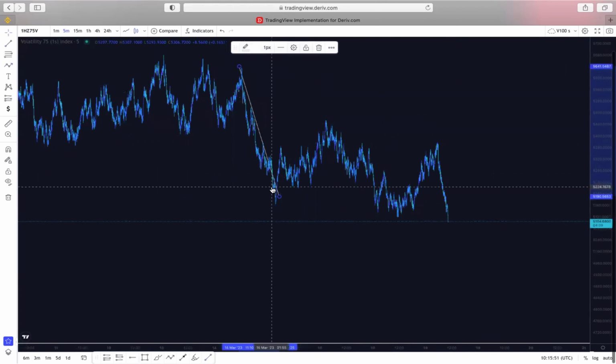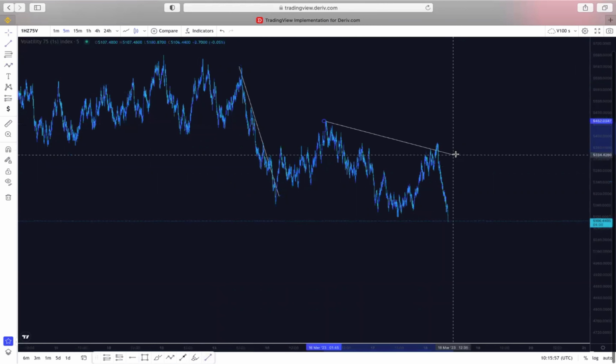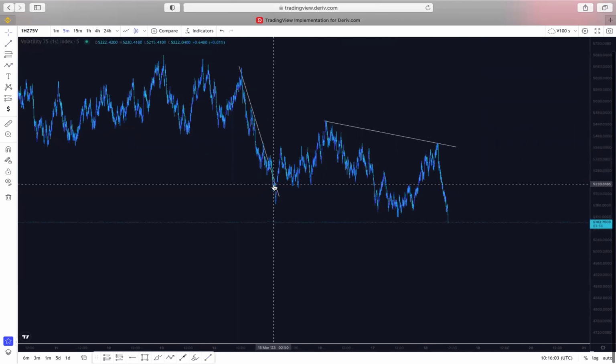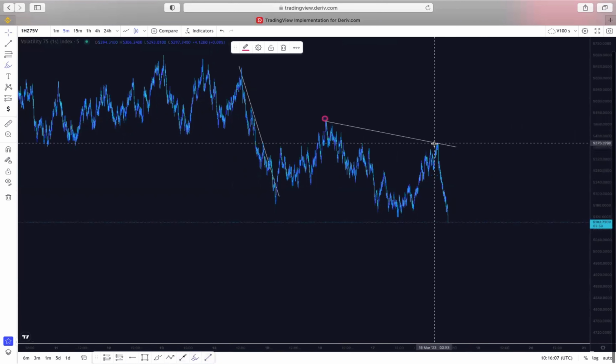Because this is the last impulse that created this swing point 1 and also another swing point 2. So we can connect these two highs for the trend line. So the current impulse on the 5 minute right now is this impulse. And the current swing points we are having are this one and this one.